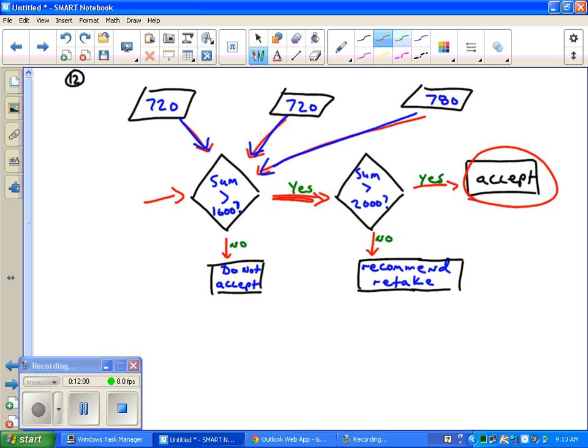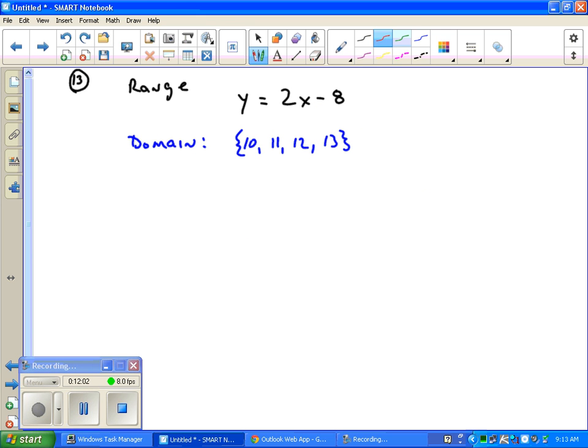Very simple flow chart. 13 says, what is the range of the equation y equals 2x minus 8? Remember, all your ranges are your y values. If you have an x, y input-output machine, you do the same thing, but instead of having x and y, just see it as domain and range, because your y is your range. So your domain is all of your x values, so 10, 11, 12, and 13.